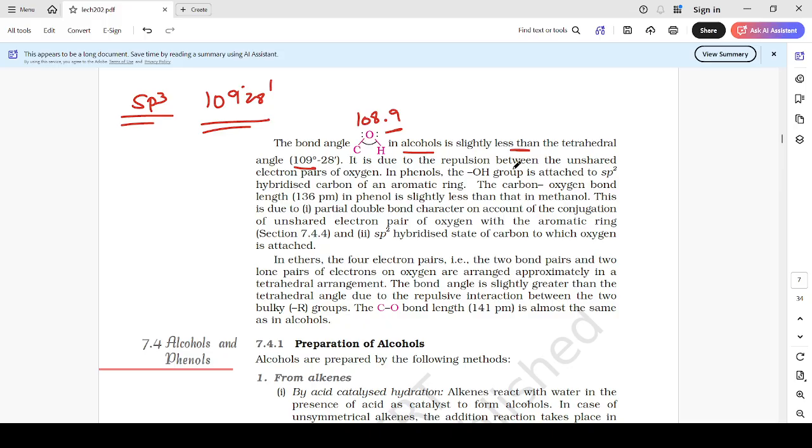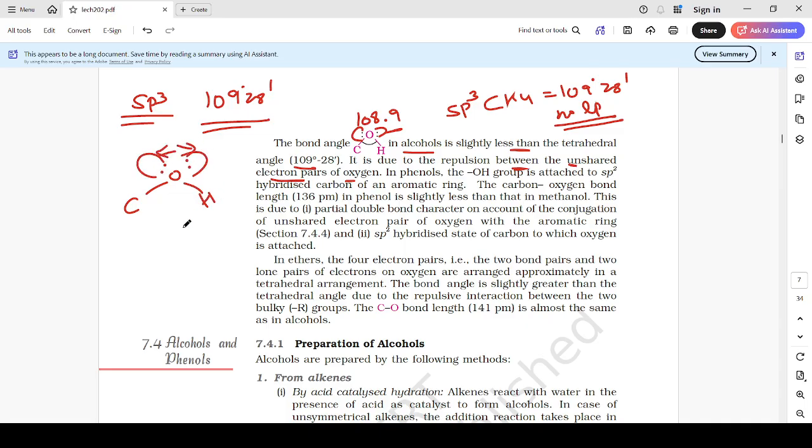Because in alcohol, there is repulsion between the unshared electron pairs of oxygen. So when I said this, consider methane, CH4. Its bond angle is very precise, 109 degree 28 minutes, which is also sp3 hybridized. No lone pair at all. But here, you are having 2 lone pairs. So what's happening here? These 2 lone pairs start repelling each other. Since they are repelling each other, they are trying to move like this. Since it is moving like this, they have to come a little bit closer to avoid this repulsion, isn't it?